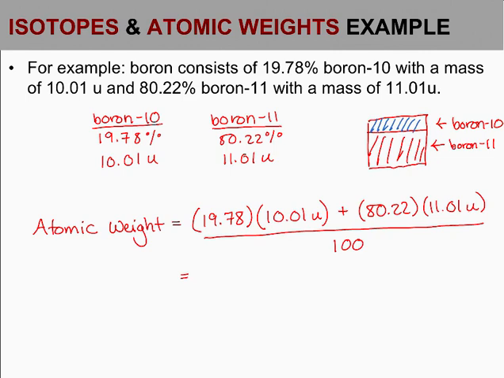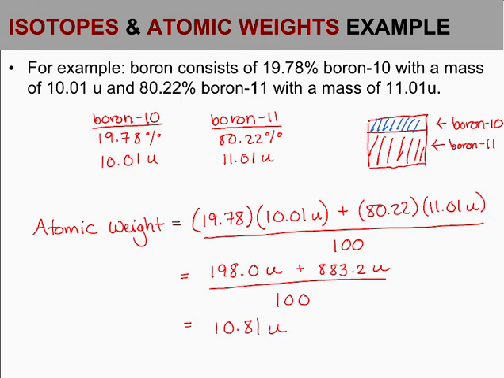So for our first number there, if we multiply 19.78 by 10.01, we get 198.0 U. And then for the second set there, we get 883.2 U. And then we'll divide that by 100. So our final atomic weight is 10.81 U.